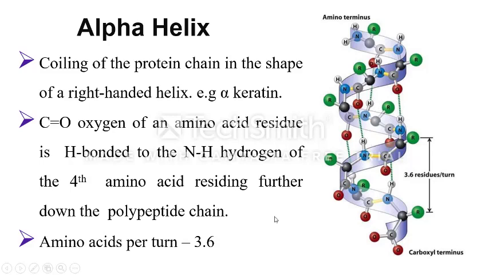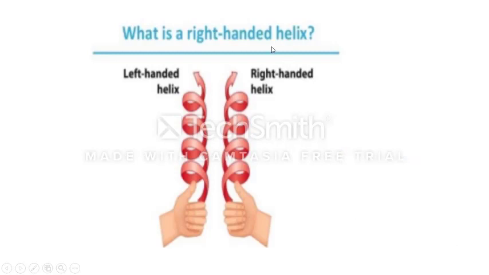So amino acids per turn are about 3.6, means around 4. 4 of the amino acids make one turn. So this is what is a right-handed alpha helix. So this is right, means if you put a thumb here, then the folding is going on the right side, right? So this is a right-handed alpha helix, and if this folding is going on the left side, then it means it is a left-handed helix.